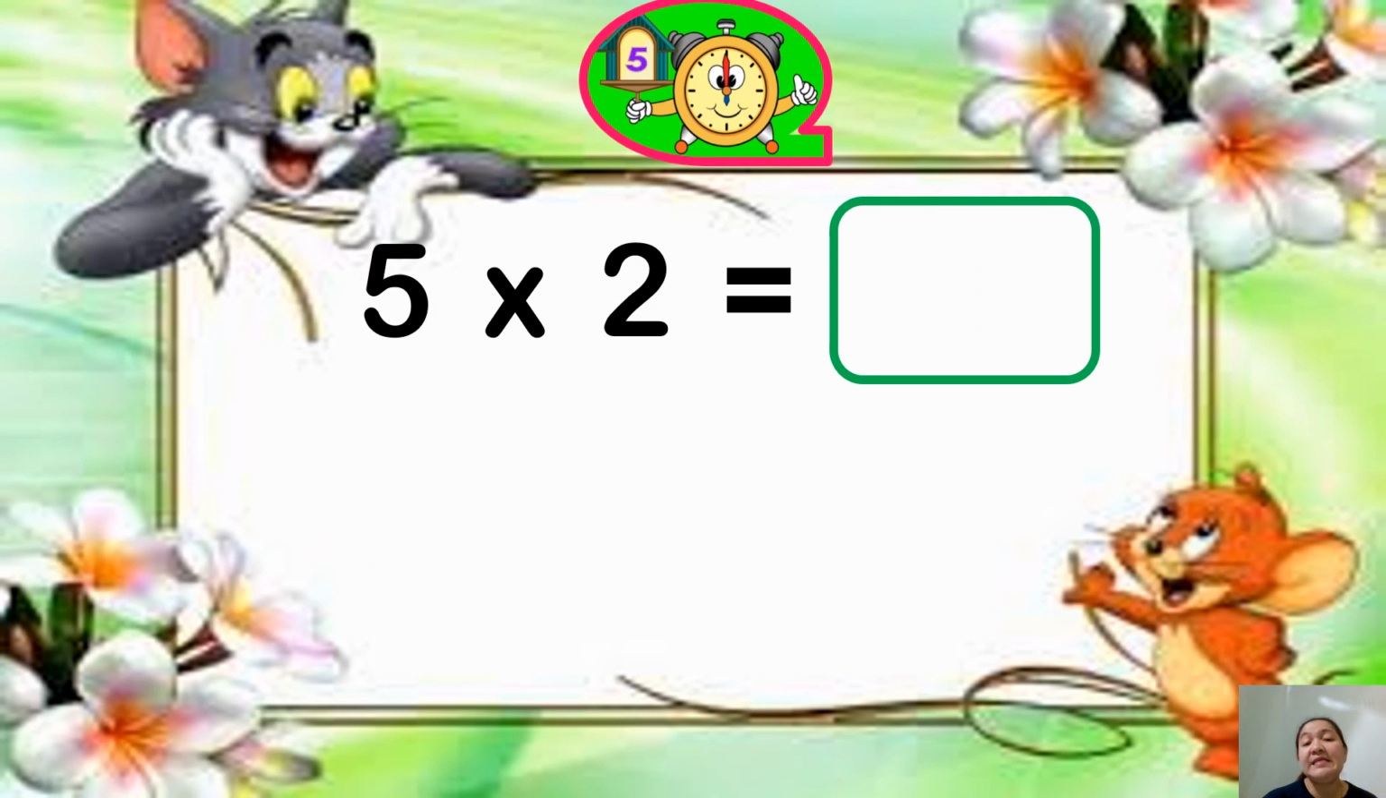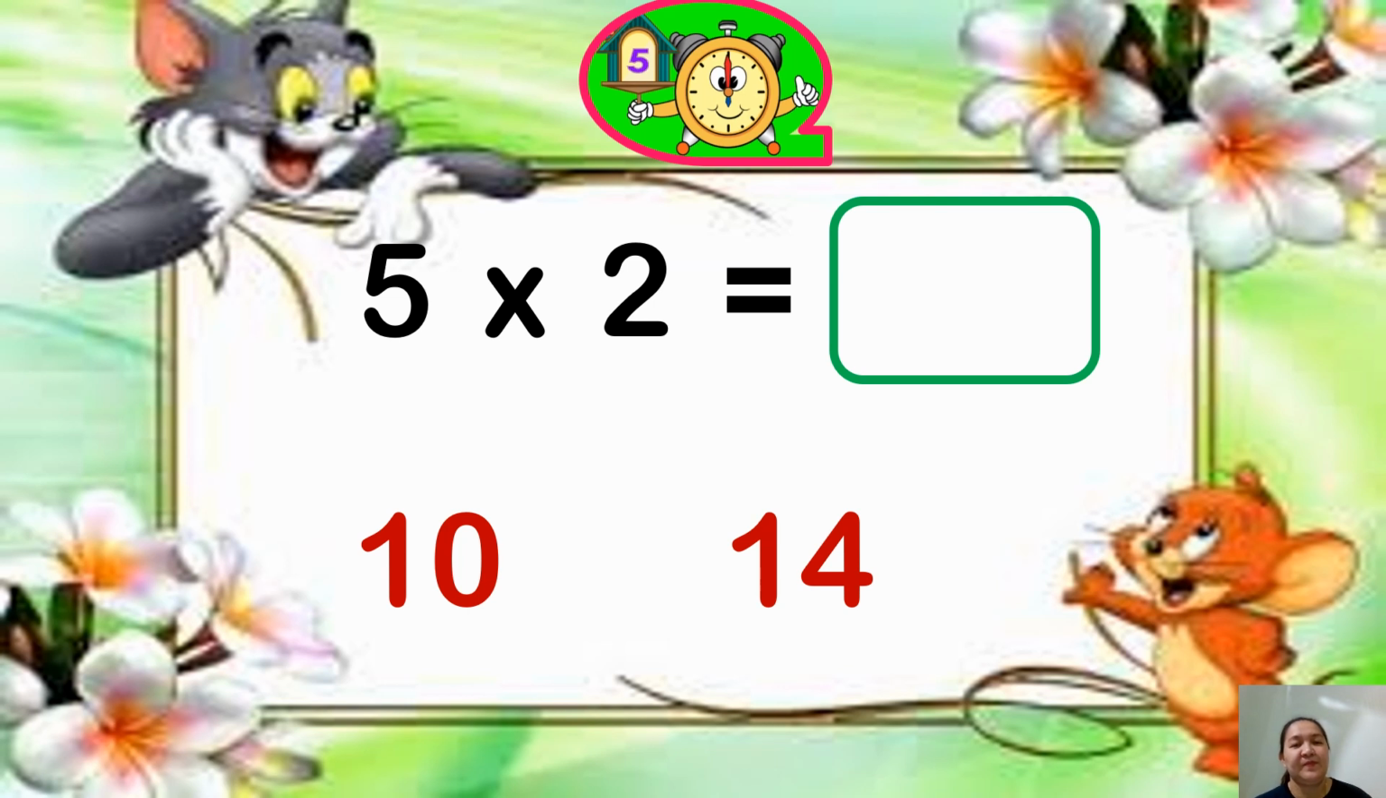Next question is 5 multiplied by 2, or we could also say 2 multiplied by 5. So they have the same answer. So is it 10 or 14? So what's your answer? 5 multiplied by 2 or 2 multiplied by 5 is 10.